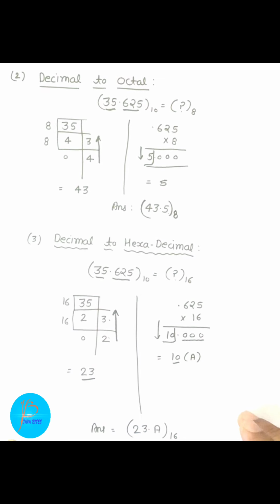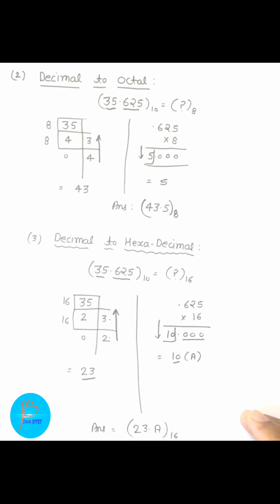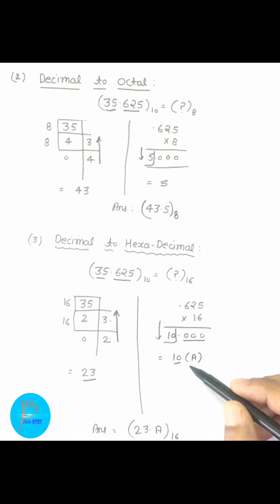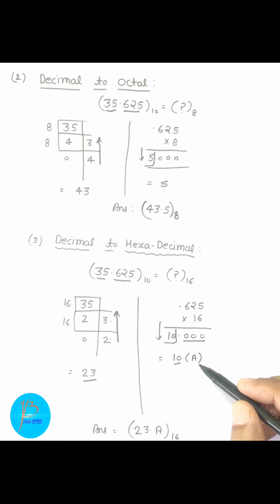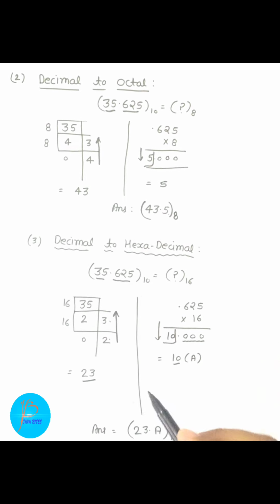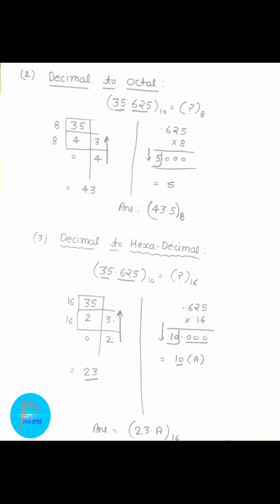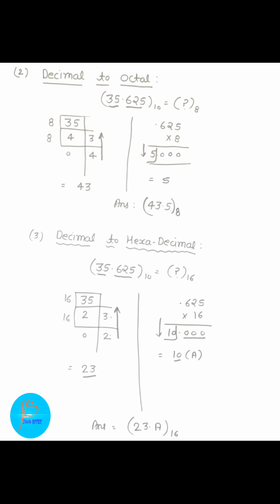But children, you know that in the hexadecimal number system 10 is not a digit. So you write down its hexa equivalent, and we know that 10 is represented as capital A in the hexadecimal number system. So in the final answer you write 23 from the integer part and A from the fractional part, so your answer will be 23.A on the base of 16.